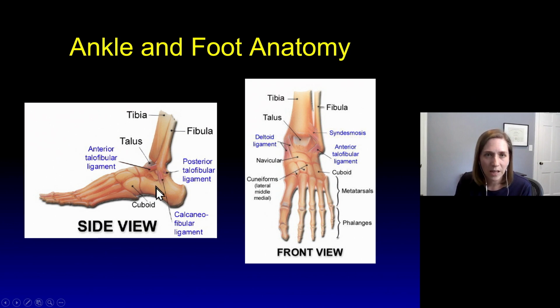Here's your anatomy, so you get an idea of the ligaments that help hold things in place. There's lots of little bones. You can get midfoot arthritis. There's lots of arthritic things that can generate pain, but I know we're talking more about soft tissues.